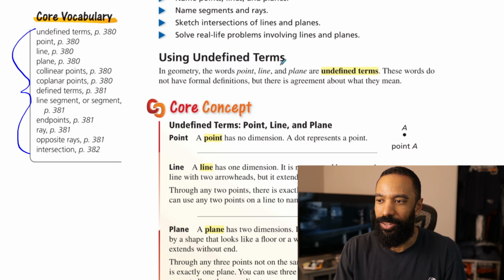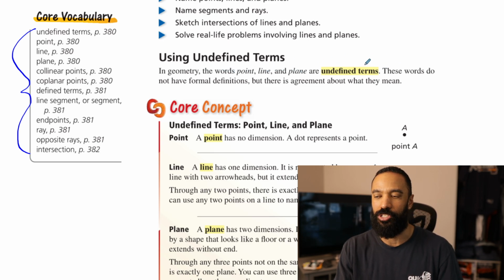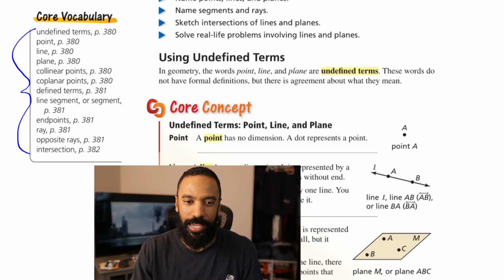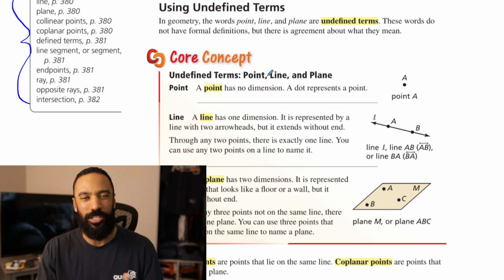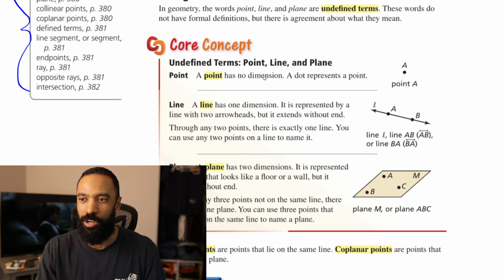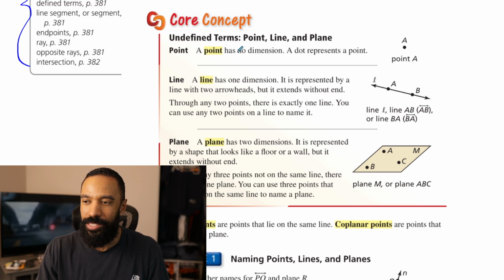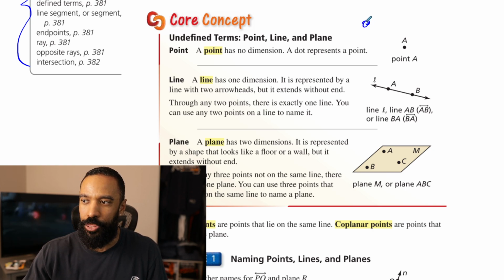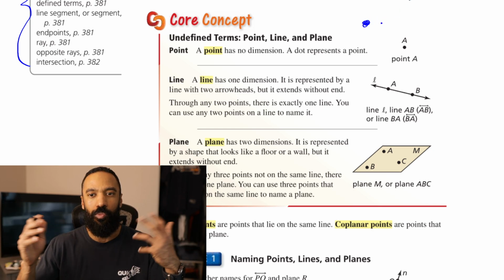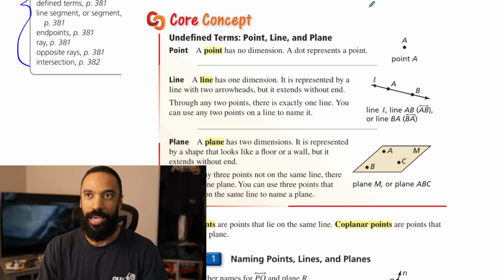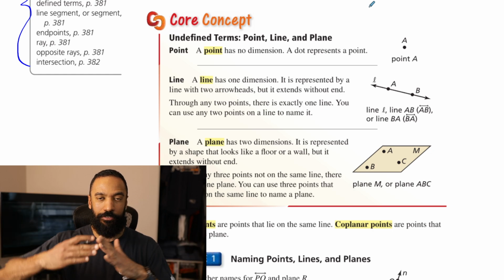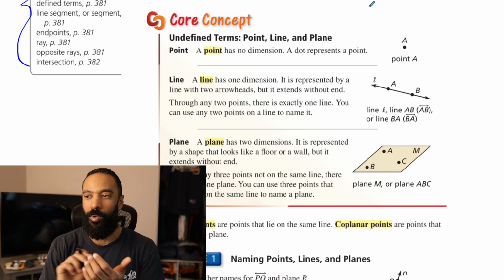So the words point, line, and plane are known as undefined terms because they do not have formal definitions, but there's an agreement about what they mean. So that's what I'm saying here, is that they don't have formal definitions per se, but we're going to kind of give them that universal version of what we say about them. A point has no dimension. A dot represents a point. So you can draw a dot very thick or very thin, but we are just referencing that as just that single item that we're talking about. No dimension because there's nothing that it spans outward from in any such way. It's just that one point.